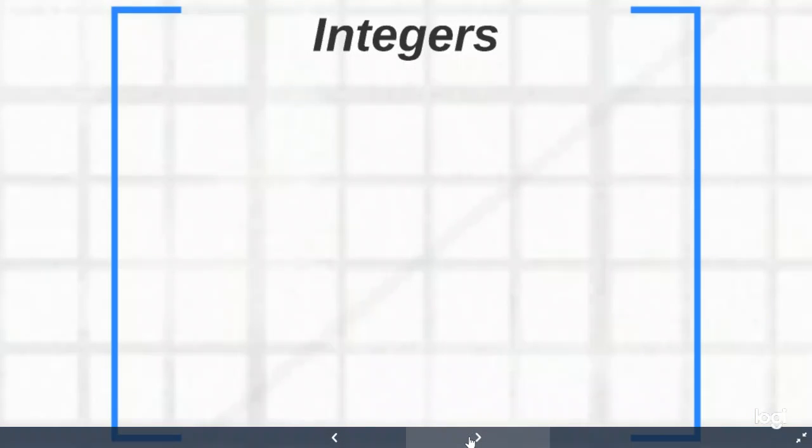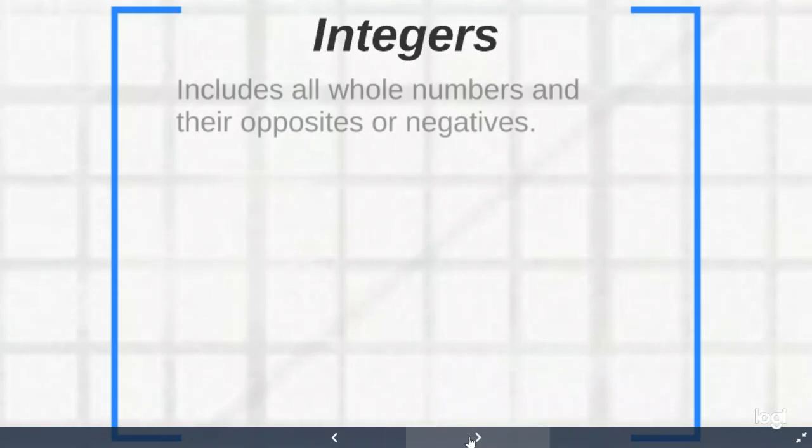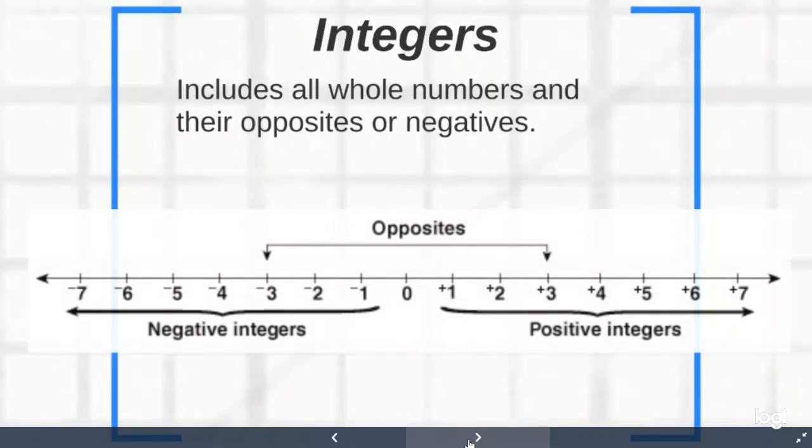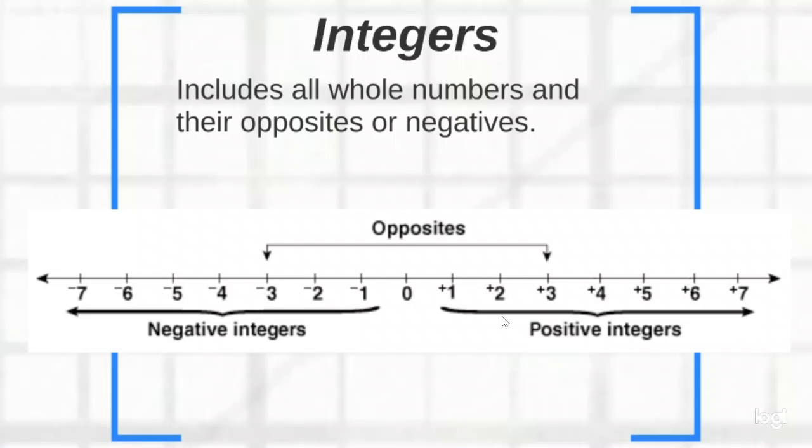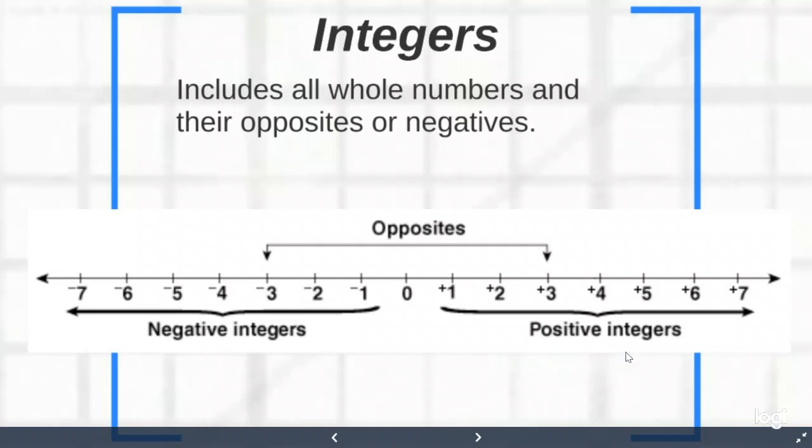Now the final group that falls under rationals is integers. Integers are all whole numbers and their opposites, the negatives. So it's 0, all the positive numbers, and all the negative numbers. These are integers. So we see positive integers on the right, negative integers on the left, and the number 0. So integers are every positive and negative whole number. No fractions or decimals in the group of integers.